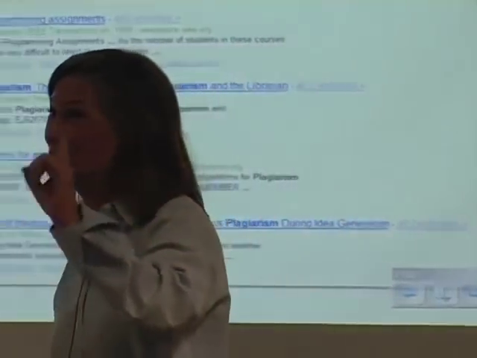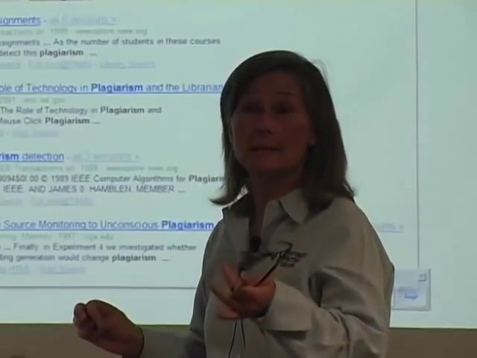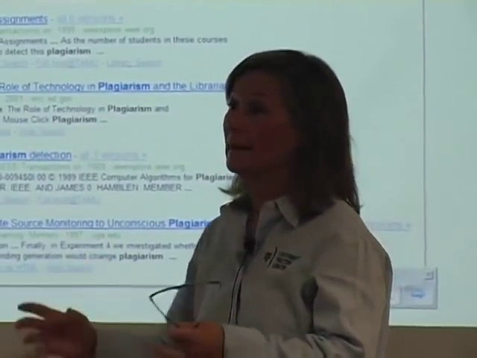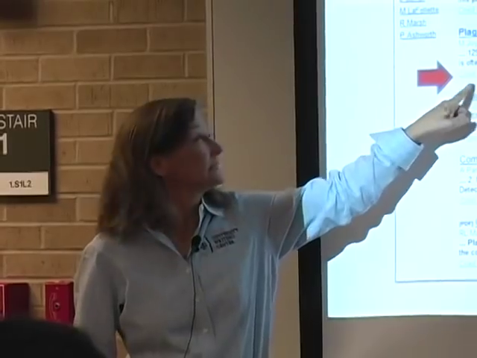But Google does. If you go to scholar.google.com, it is not comprehensive. Your library databases are a lot more comprehensive than this. But as a starting point, these articles come up, these books come up, and right here it says cited by, and there's a number. This says cited by 45, so that's 45 other scholarly sources that cited that source.